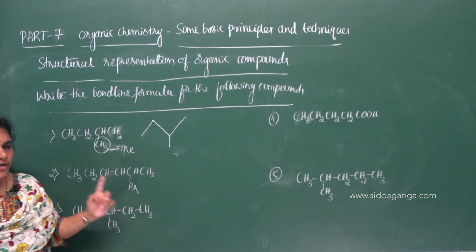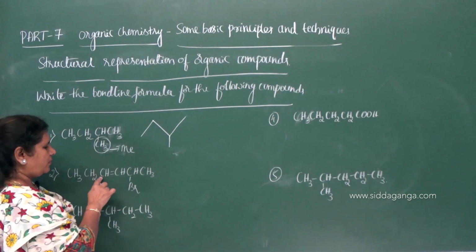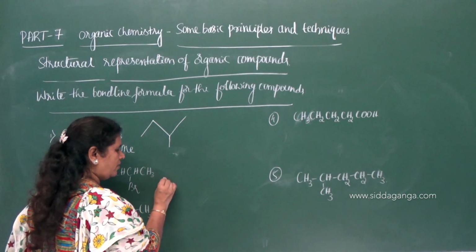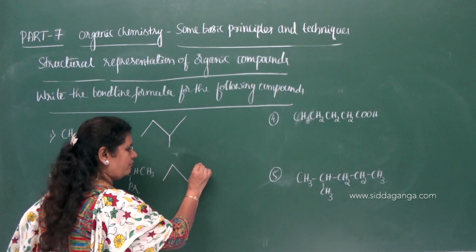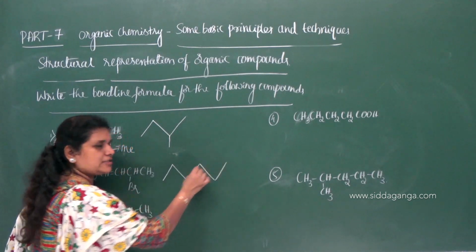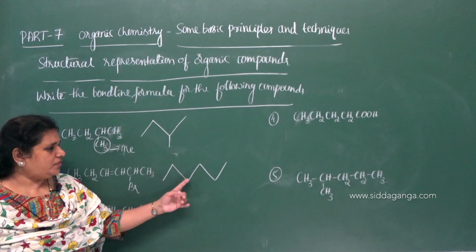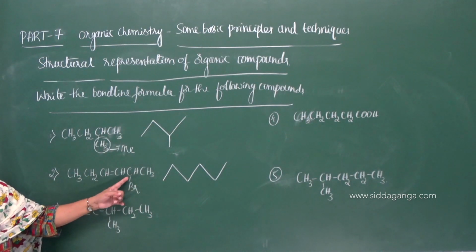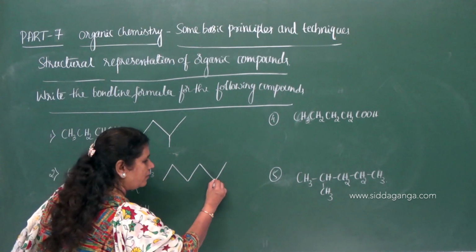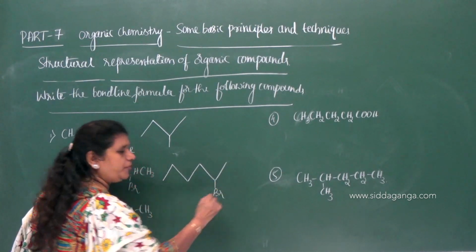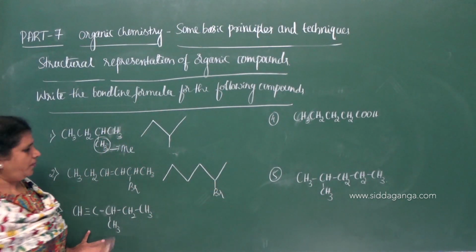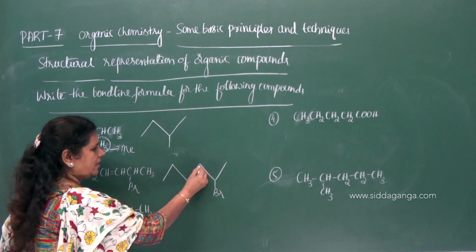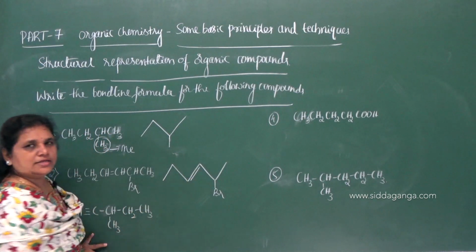Now move on to the second one. 1, 2, 3, 4, 5, 6 carbon atoms are there. And from the last, we have a substituent bromine here, the bromo group, and this is second, and between this and this there is a double bond.